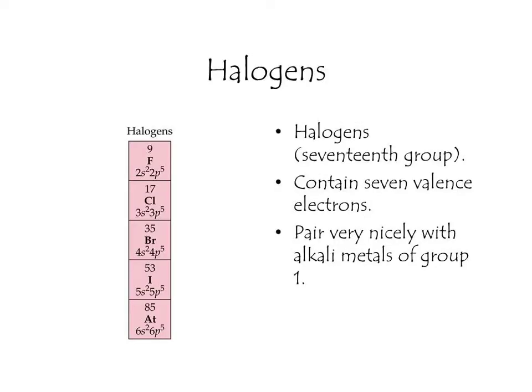The next family we're going to talk about are halogens. Halogens are the 17th group, and if you notice their electron configurations, it's 2s2, 2p5, 3s2, 3p5, 4s2, 4p5. They all have an electron configuration of ns2, np5, and this tells us that they have 7 valence electrons. And typically, halogens pair very nicely because they have 7 valence electrons. In order to fulfill the octet rule, they need to gain an electron. So they will pair nicely with alkali metal groups because those have 1 valence electron and will want to lose their 1 electron.